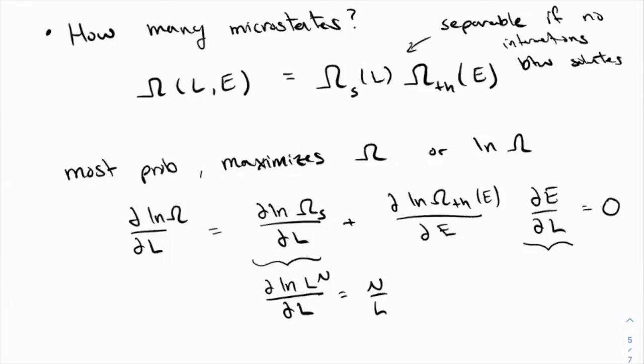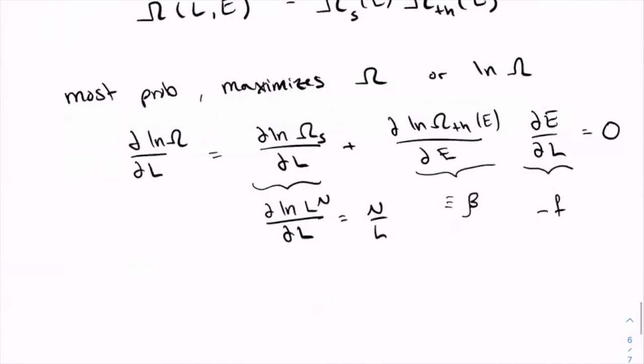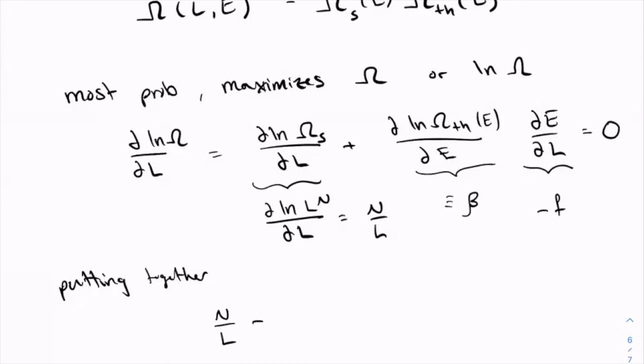dE/dL, well, that's exactly what we called the force. d log omega of E/dE, now that's some number we haven't seen before. Let's just define it as some variable beta. So if we put this together, we have n over L is equal to beta times F. That's the condition for maximizing the log of overall omega, the number of states consistent with a given energy and length.